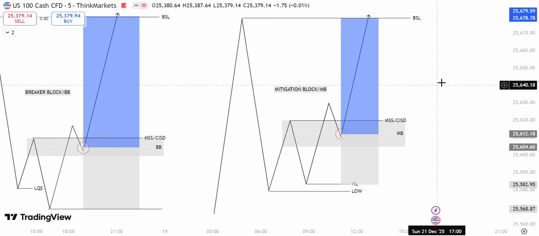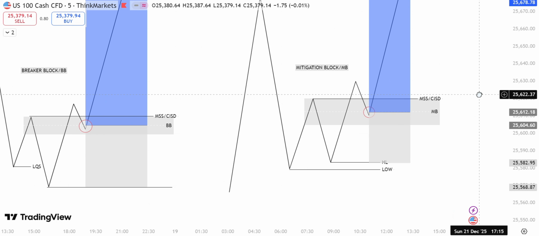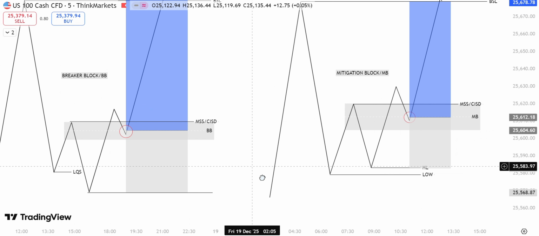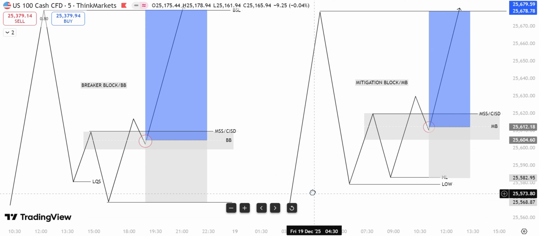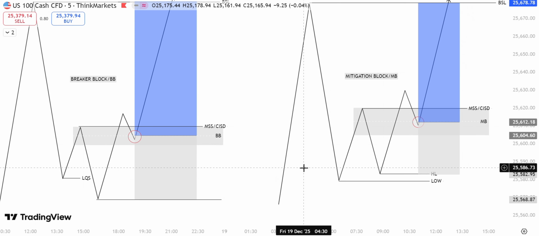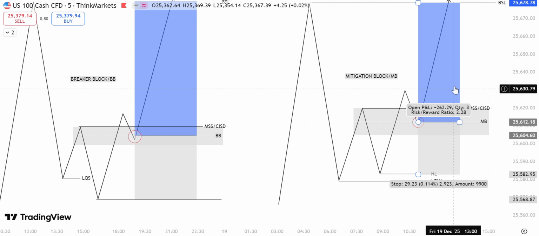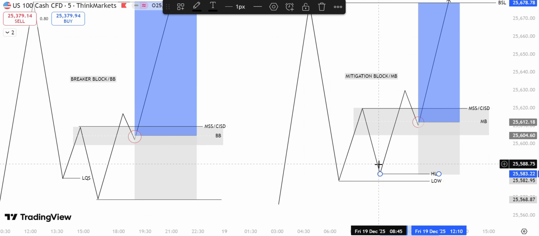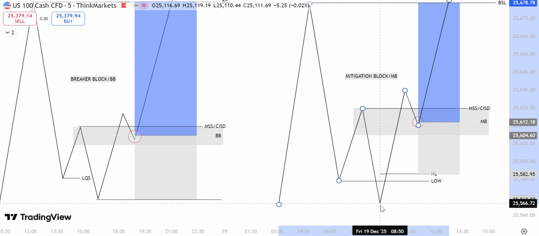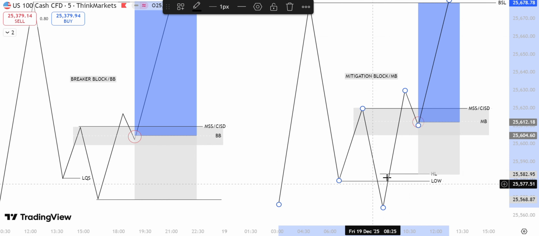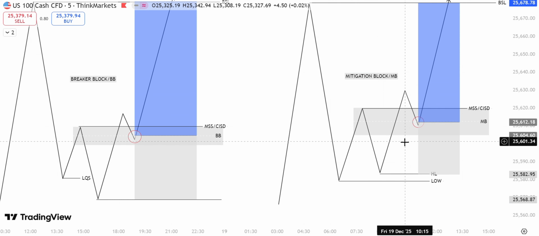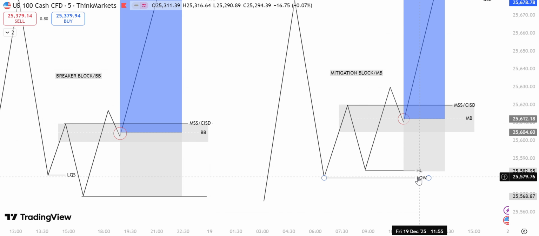Now, mitigation blocks are basically the same thing, and I'm going to show you so you can compare the images. I think it's good. A mitigation block is basically the same thing as the breaker block, but the mitigation does not sweep out this low. This does not happen on the mitigation block. It just doesn't sweep and just creates the higher low.